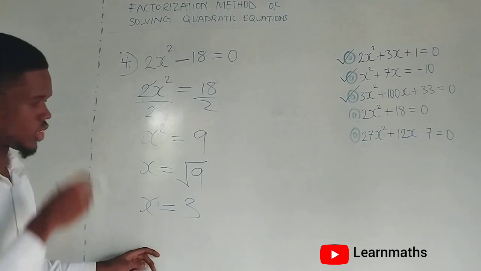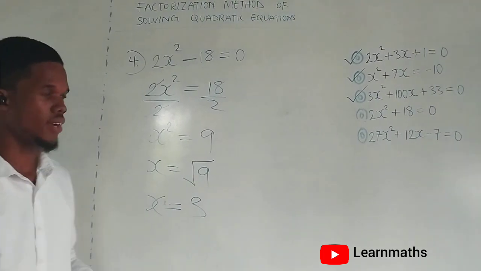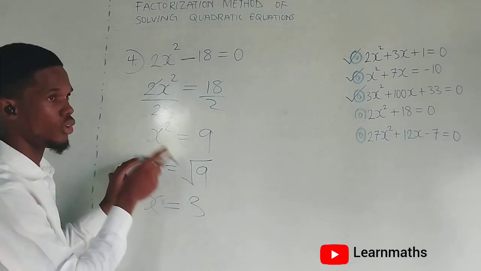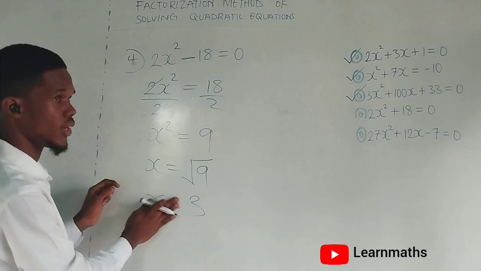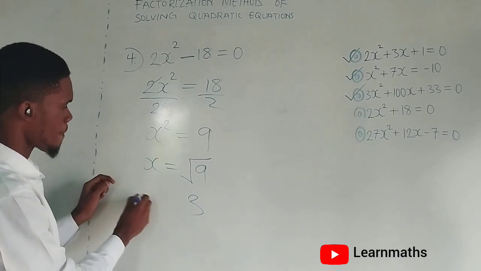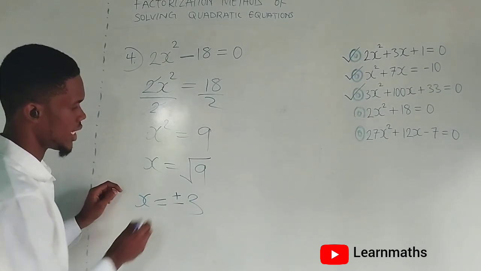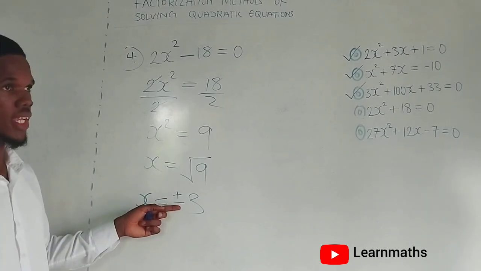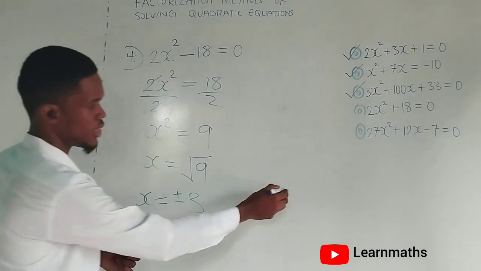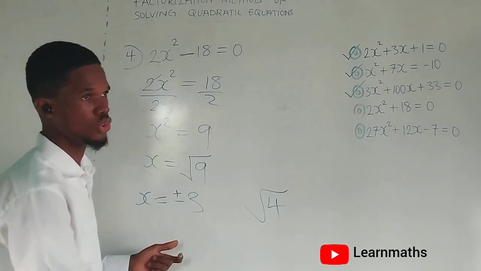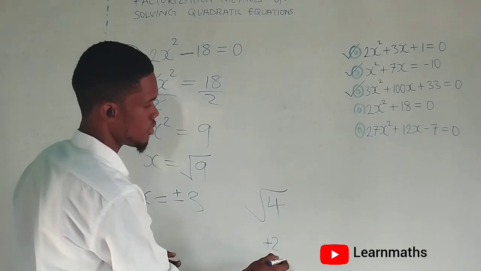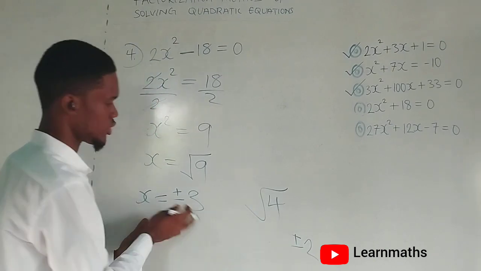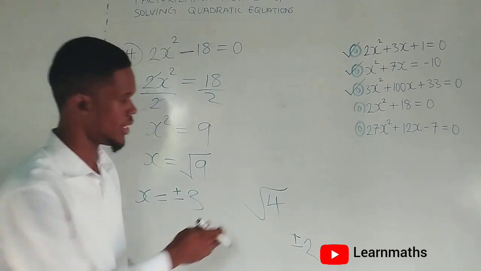You know, in quadratic equations, we usually get 2 answers for x, not just one value. So whenever you're taking the square root of a number, just bear in mind that your answer is going to be positive or negative. So we're actually getting 2 values for x here, positive 3 or negative 3. For example, the square root of 4 is not just 2, it's positive 2 or negative 2, which we can also write as plus or minus 2, plus or minus 3. Why? Let me explain that to you.